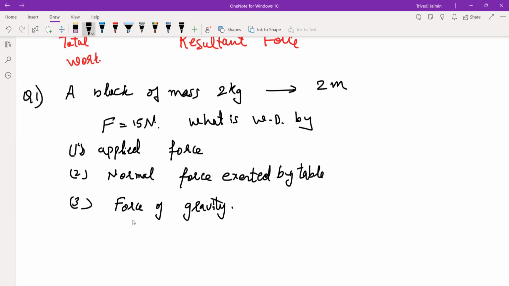It's very easy. First one is 30 joules. Yes, sir. Standard formula: W equals Fs cos theta. Cos theta is 1, since theta is 0. So the first one is 30 joules. What about second and third?